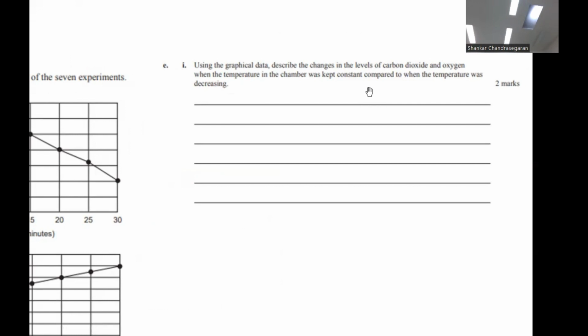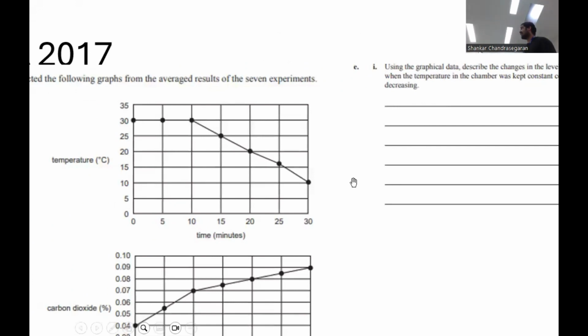In a complicated question like this, you really need to understand what the question is asking. First, note down: describe changes in CO2 and oxygen levels. That is your dependent variables, right? They want you to describe your dependent variables, and then they've also given when the temperature in the chamber is kept constant compared to when it's decreasing. So let's look at your temperature graph. When we look at it, there are two trends that you can see. One trend is when the temperature is kept constant, and another trend when the temperature is decreasing.